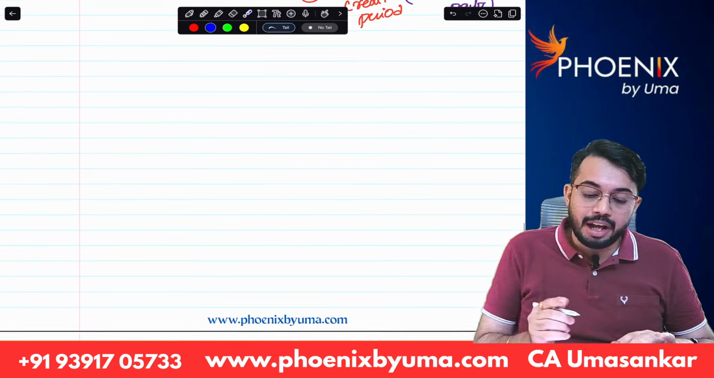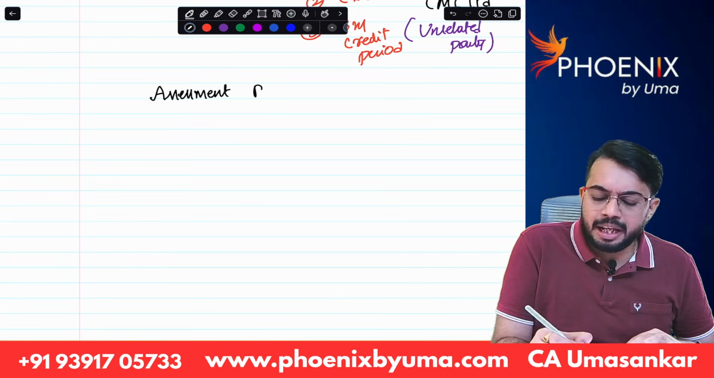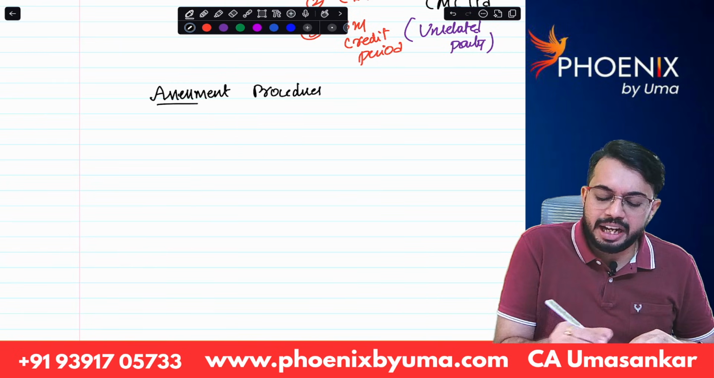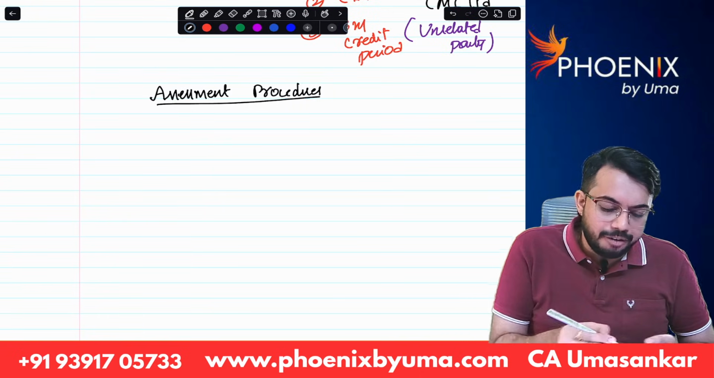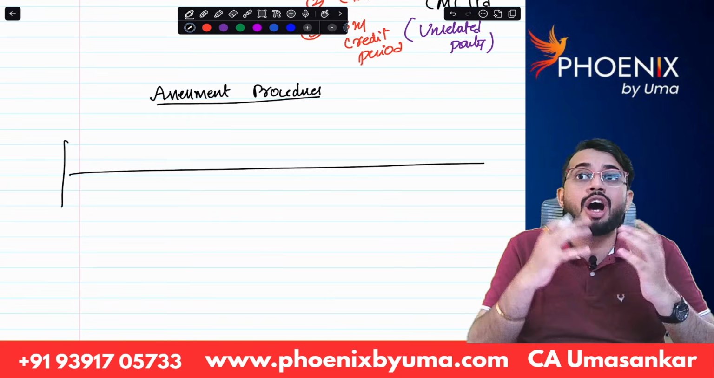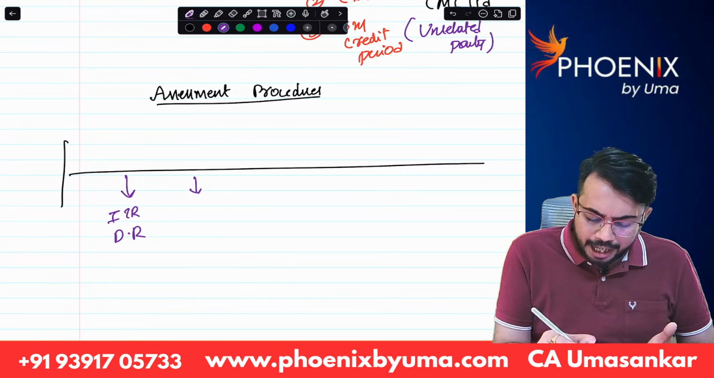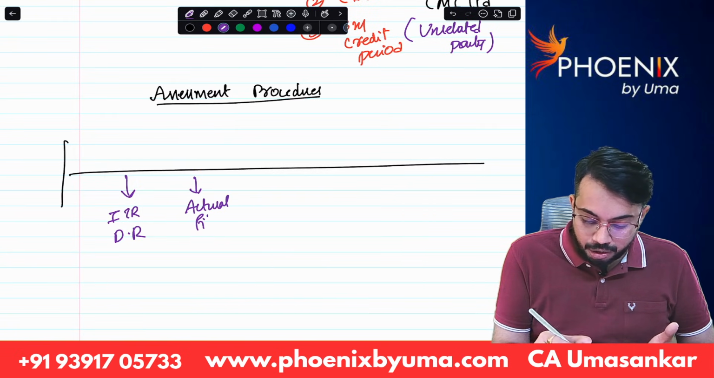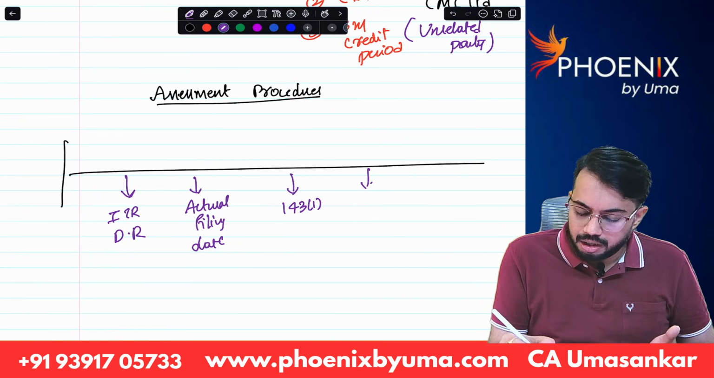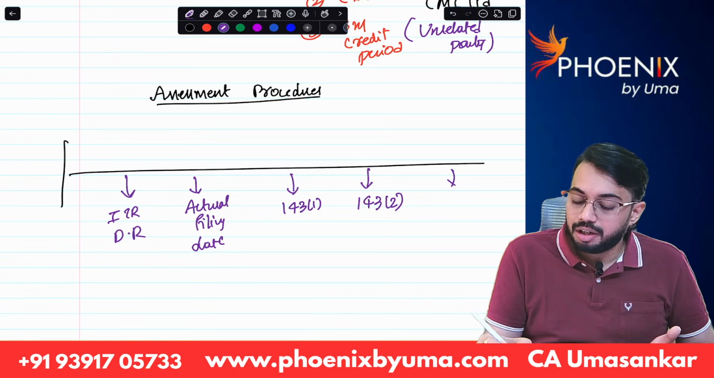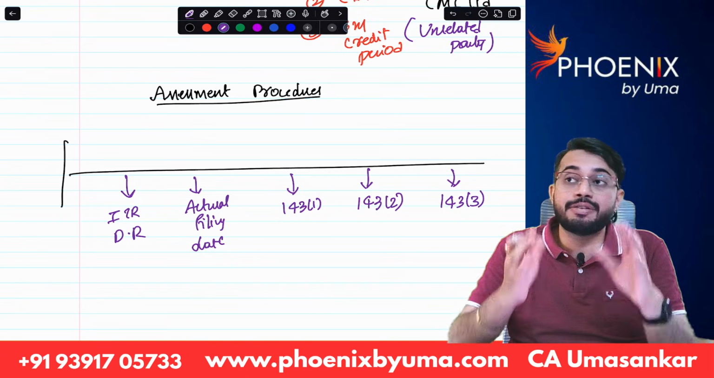Okay, next. When you are tackling assessment procedures, multiple dates will be involved. Return filing date, intimation date, then notice date, assessment completion date. Many dates will be involved. Simply draw the timelines. What is the ITR due date, actual filing date, next intimation date, notice date, next assessment order date. Like this, draw the timelines. Once you draw the timelines, it gives immense clarity.